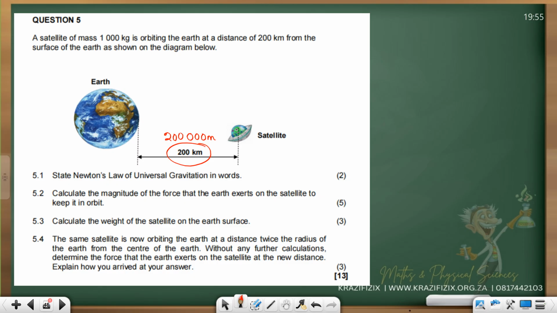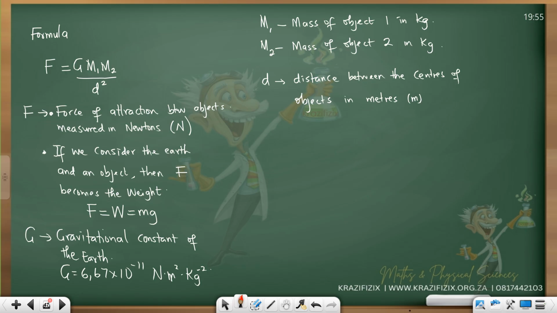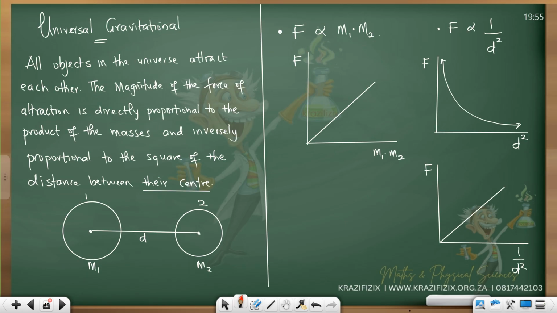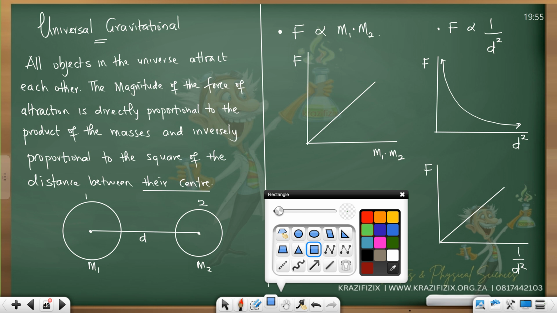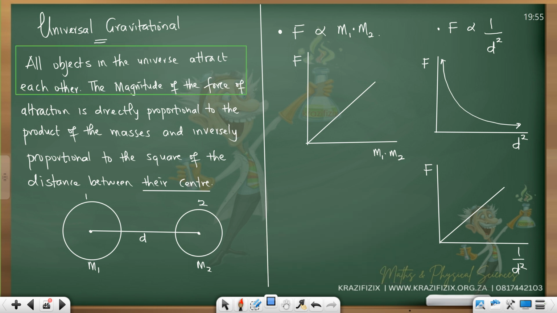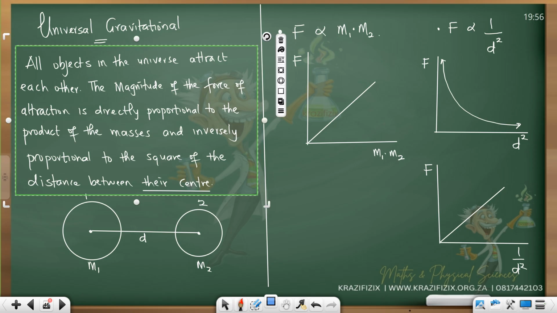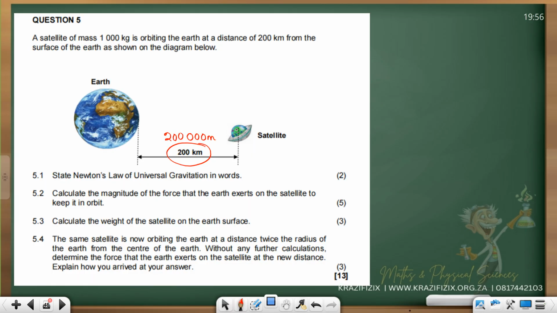State Newton's law of universal gravitation is what I gave you. Where do you start from? You start from here. All objects, you see, this is the law. You must swot this thing. All objects in the universe attract, and so on. That is 2 marks. Okay, so we are done with that. Please don't wait for exam day before you swot it. Start knowing it. Look at 5.2.